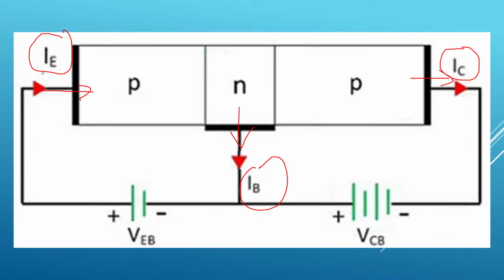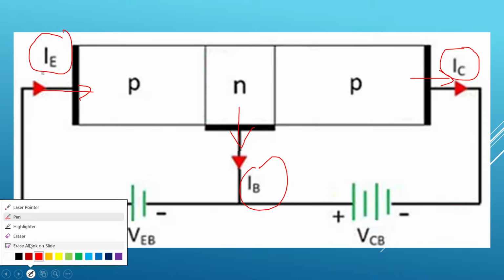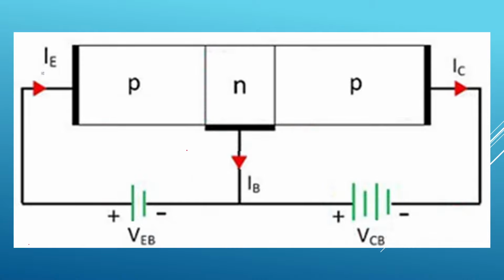So we can say that IE is equal to IB plus IC. You can apply Kirchhoff's current law here to this PNP BJT, and we can get a relation between this emitter current, base current, and collector current. So emitter current IE is equal to IB plus IC.